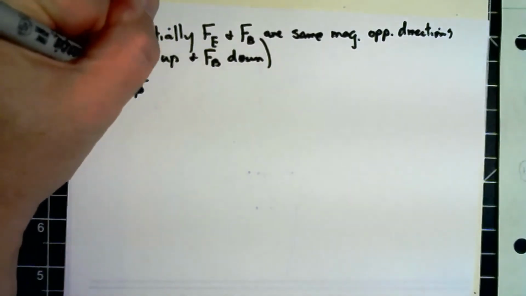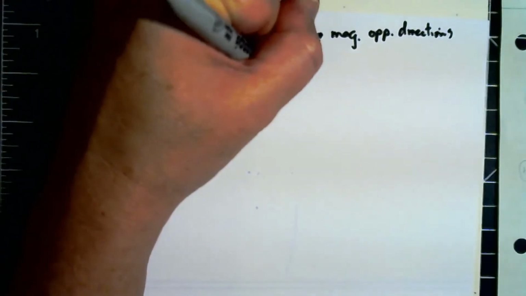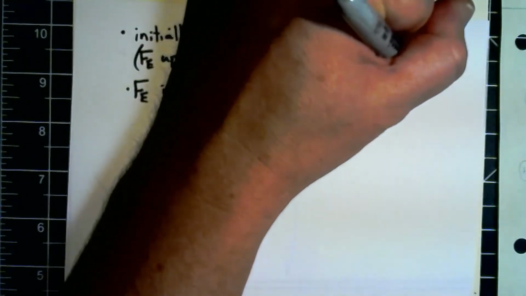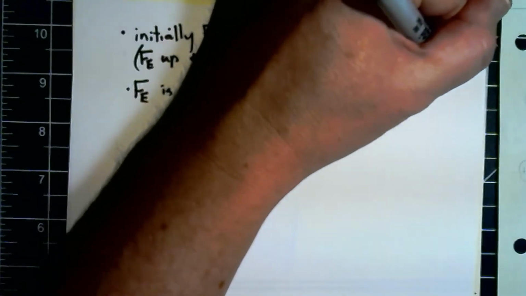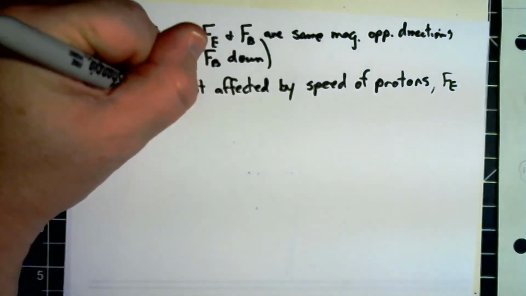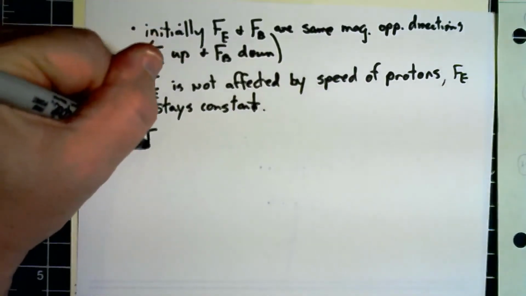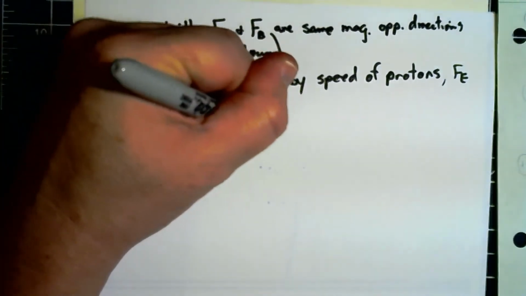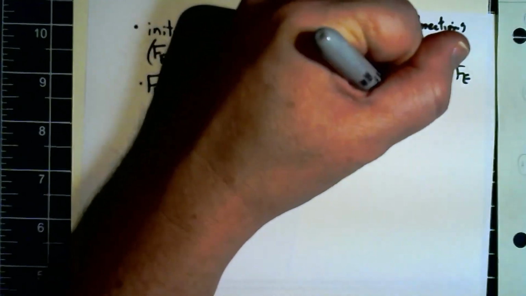Then you need to say the electric force is not affected by the speed of the protons. Remember in the problem statement it says that the protons are coming in at varying speeds. Well, that electric force doesn't care about how fast they're going. So that means that the electric force stays constant. That's kind of critical. Okay. But then you need to also say the magnetic force is affected by the speed. So it will vary.